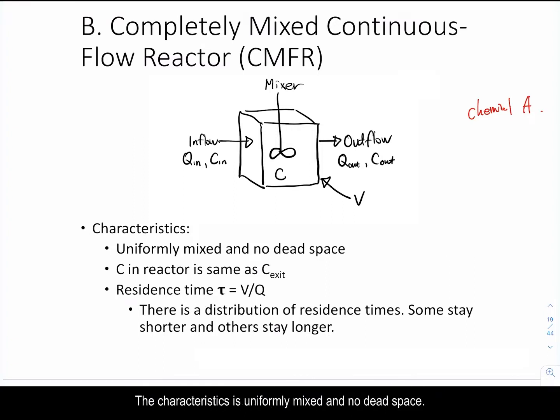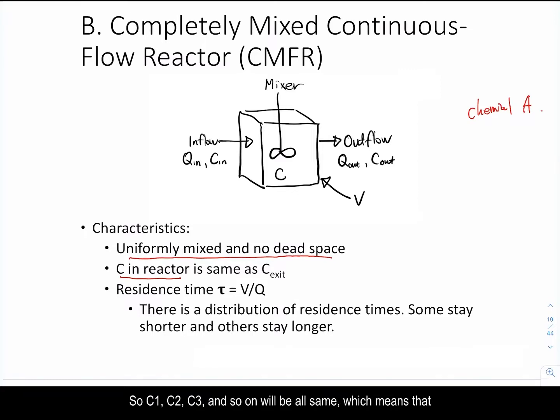Again, the characteristic is that it is uniformly mixed with no dead space. The concentration in the reactor is the same anywhere, so C1, C2, C3, and so on will all be the same. Which means that right at the edge where it's coming out, it should be the same as anywhere else, right? So the concentration that's coming out should be the same as the concentration within the reactor. So C reactor should be equal to C out.